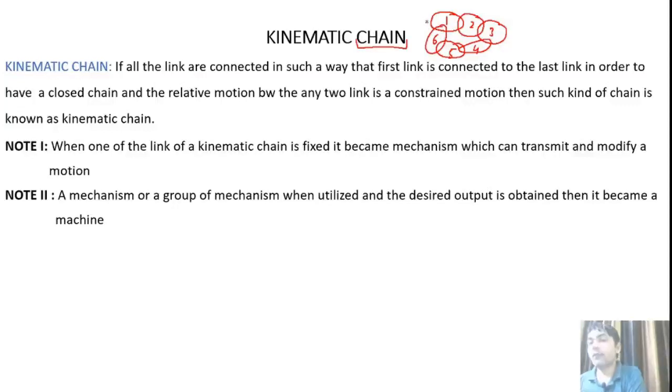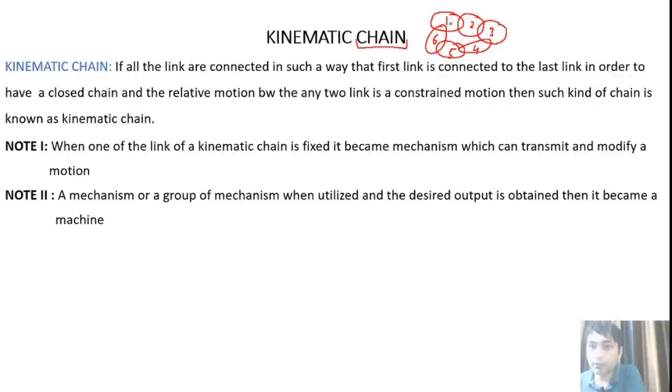So in a chain, the first link is connected to the last link. If all the links in a kinematic chain are connected in such a way that the first link is connected to the last link to form a closed chain, and the relative motion between any two links is a constant motion, then such a chain is known as a kinematic chain. Means the first link is connected to the last link also.